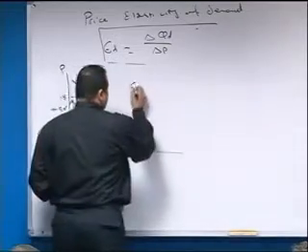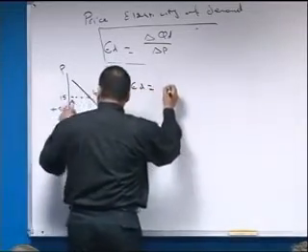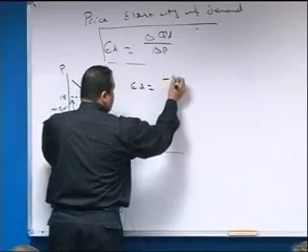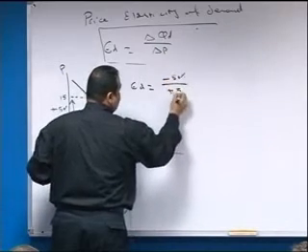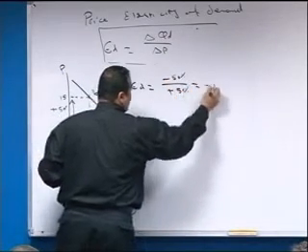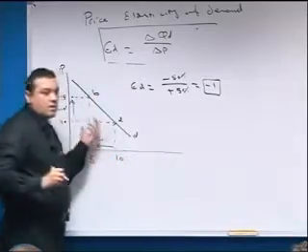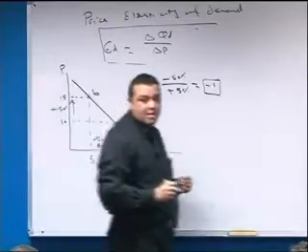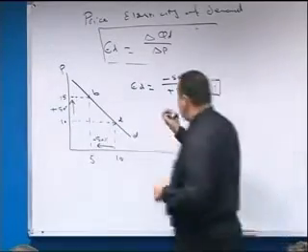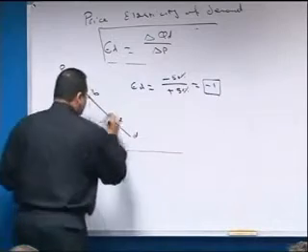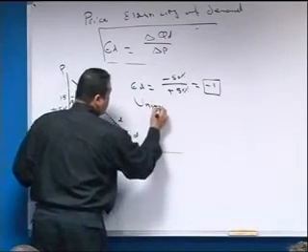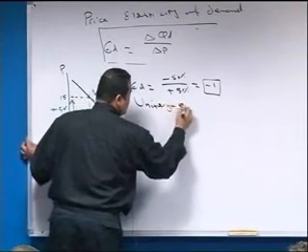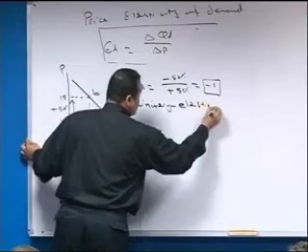So ED equals minus 50% over positive 50% equals minus 1. In this case, the demand is unitary elastic. Unitary elastic demand curve.